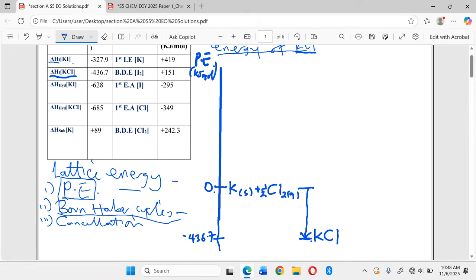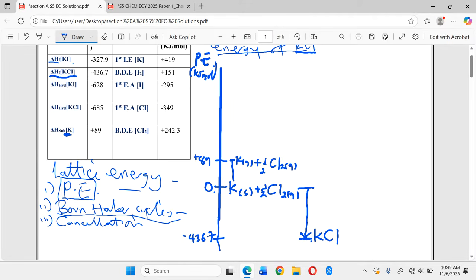Then we move on. We can start with potassium. We have the enthalpy of sublimation of potassium, here, positive 89. From the word sublimation, we are going from a solid to a gas, which means we shall be having potassium in the gaseous state, and it is positive 89. For chlorine, we have not touched it, so it becomes plus a half chlorine gas.